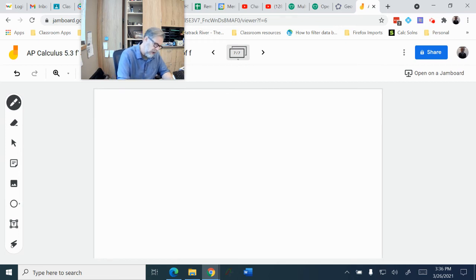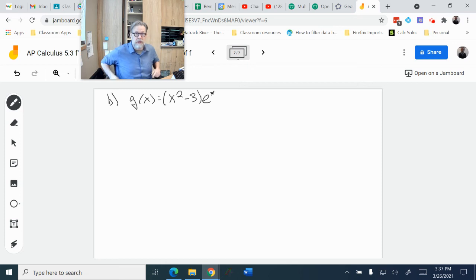I have a local minimum and a local maximum on this function. Okay, let's do a second quick example. g of x equals x squared minus 3 times e to the x. Notice that the examples are getting more complicated as far as taking the derivative, so you get to practice taking derivatives while doing more advanced calculus.